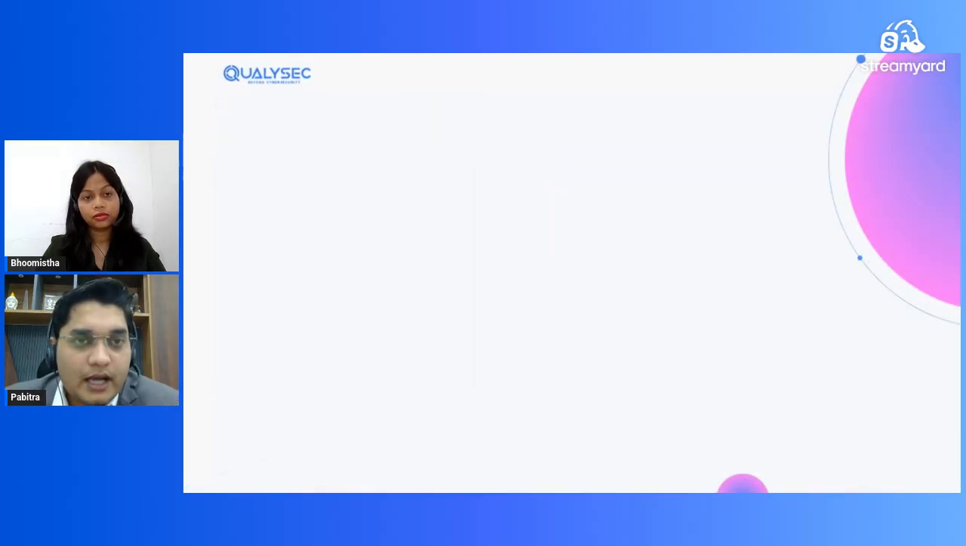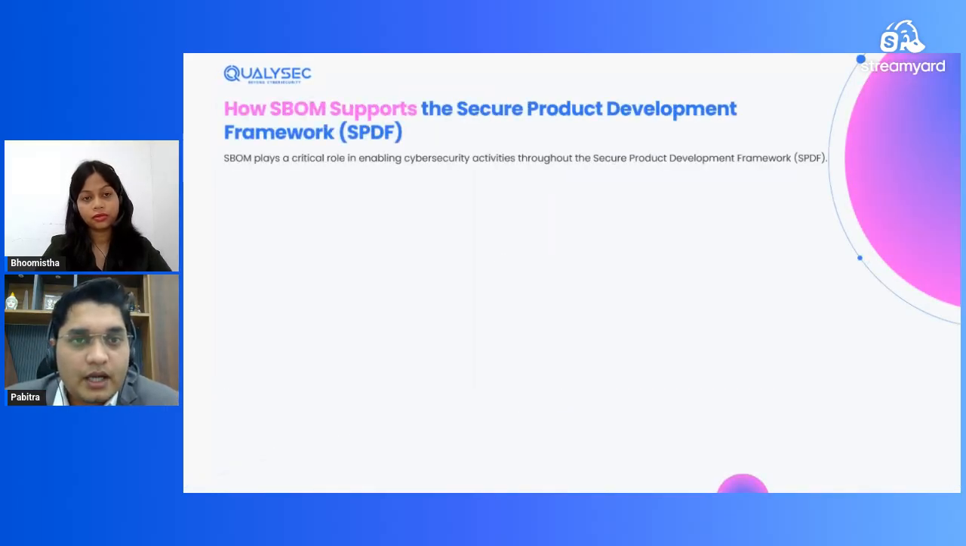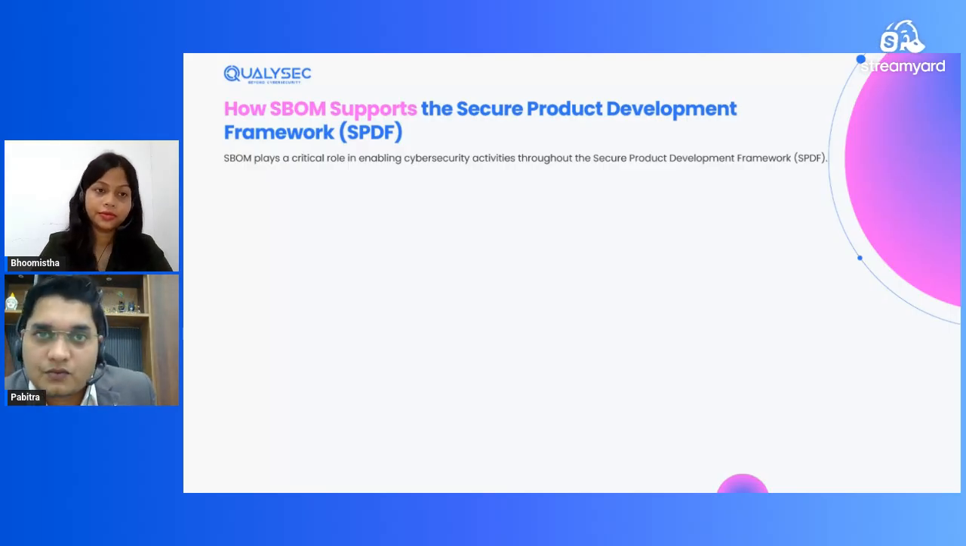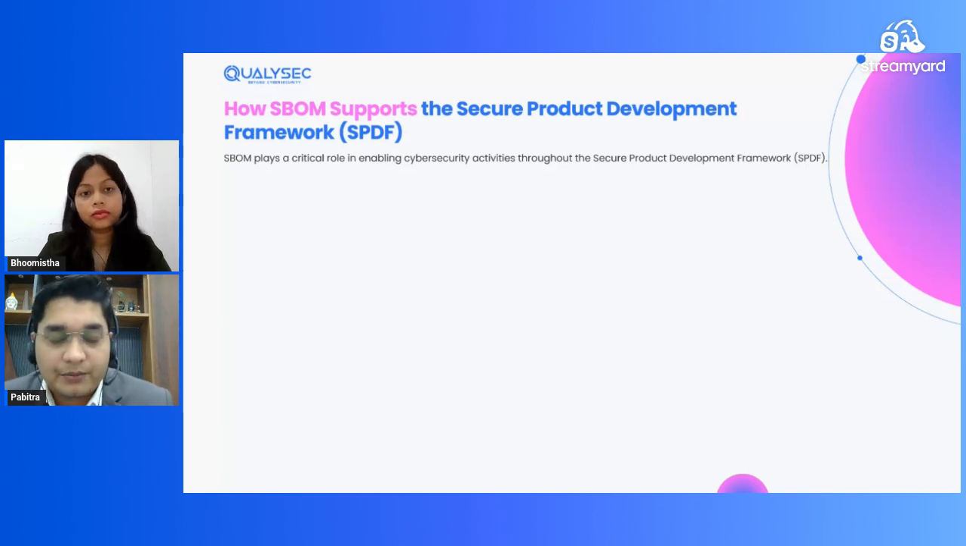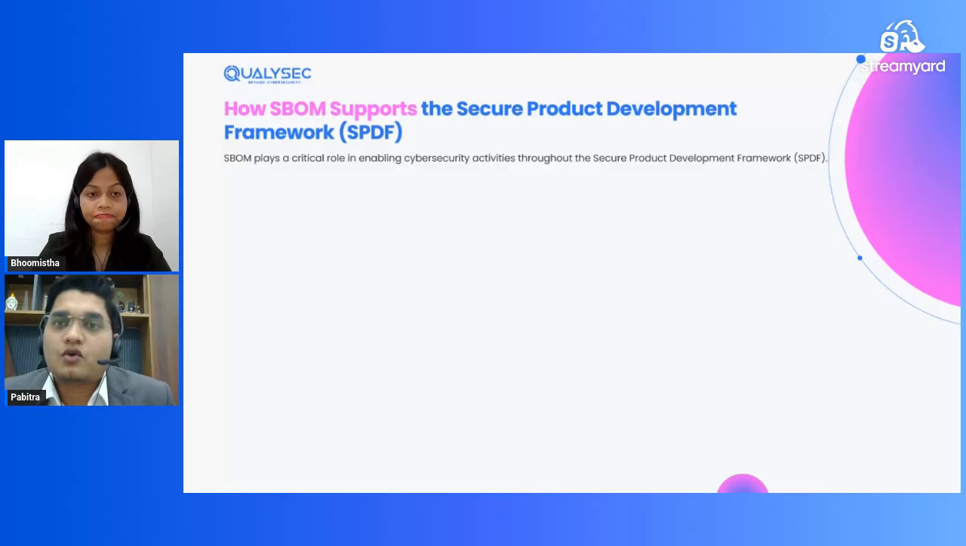So moving ahead, that is what we also mentioned in the next slide: how this SBOM is going to help you in SPDF. Many who are applying for FDA 510(k) pre-market submission must be aware that the FDA gives a lot of importance to SPDF, the Secure Product Development Framework. So our SBOM should be aligned with SPDF.